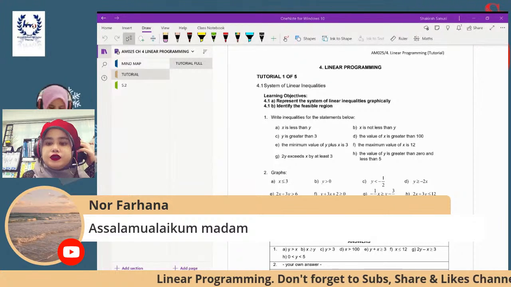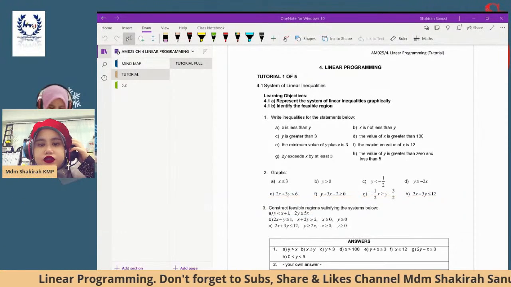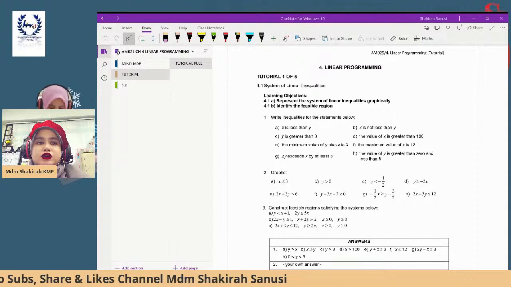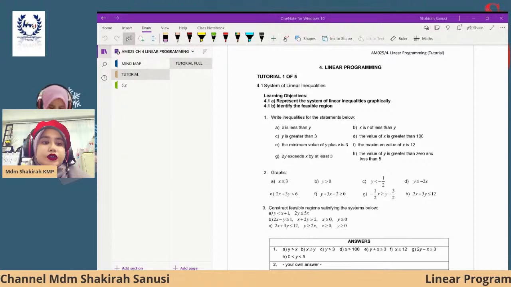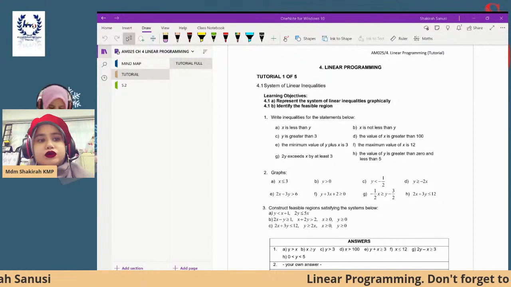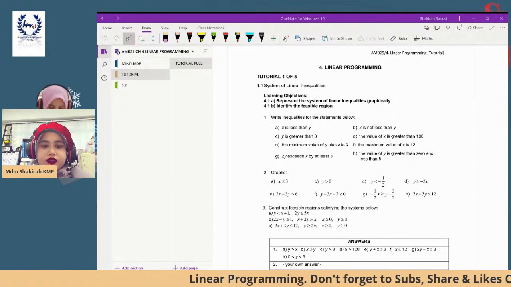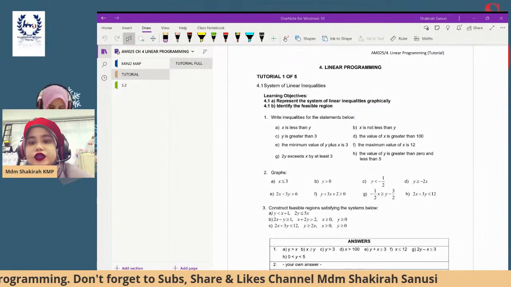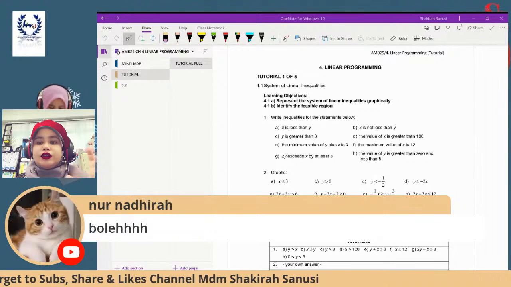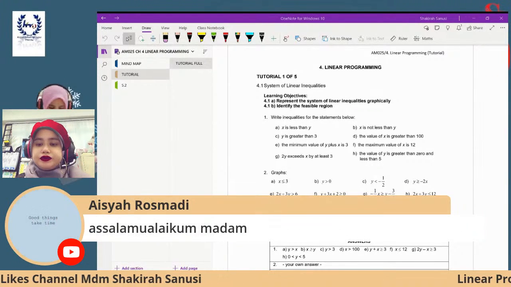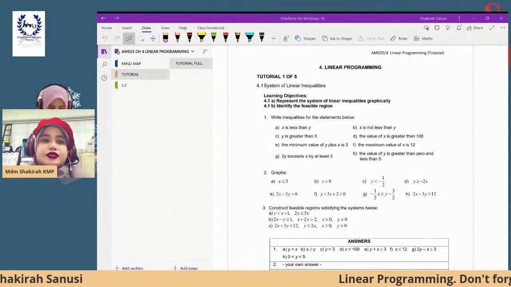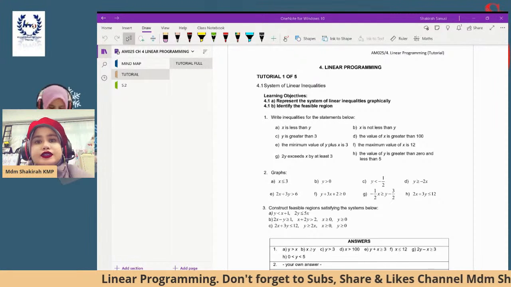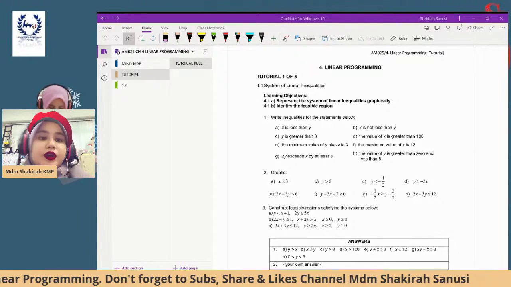So for today, we'll start with our new chapter. Linear programming. As you can see on the screen, this is your tutorial sheets for linear programming. Most of the questions will have about 4 or 5 lines and more, so your question will come in the form of a paragraph. In order for us to answer that long question, your first step is to understand the concept first.